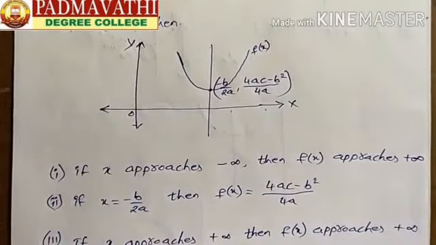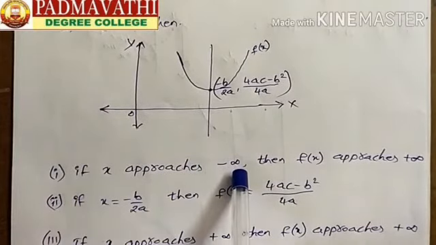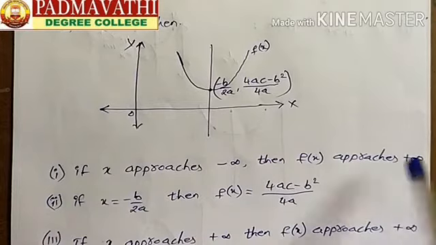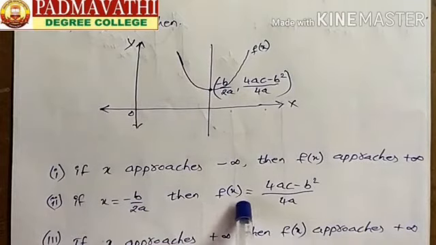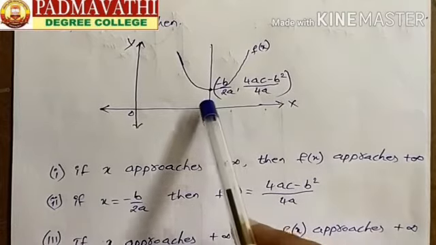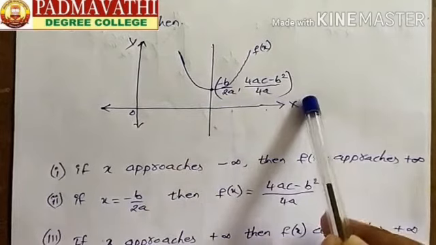So undefined value, maximum value will come. Look at this: if x approaches minus infinity, then f of x approaches plus infinity, and at x equal to minus b by 2a, exactly f of x value is 4ac minus b square by 4a, which is the absolute minimum value.